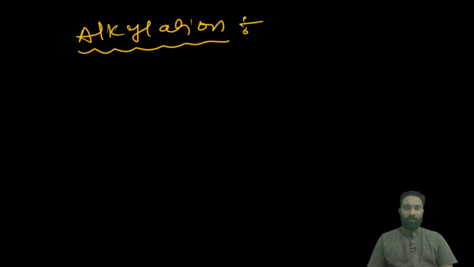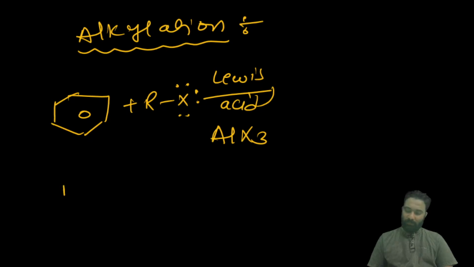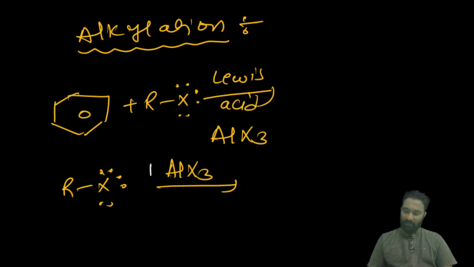Now we'll go to alkylation. Now we'll move to the next very important reaction, that is alkylation. In this alkylation we have benzene plus alkyl halide in the presence of a Lewis acid, AlX3. Clear? First, generation of the electrophile is the key step. This is AlX3.